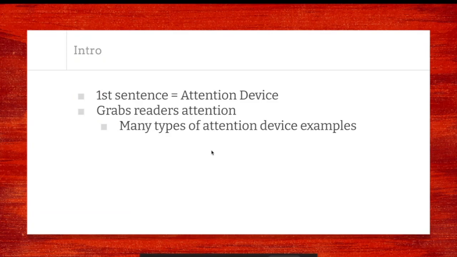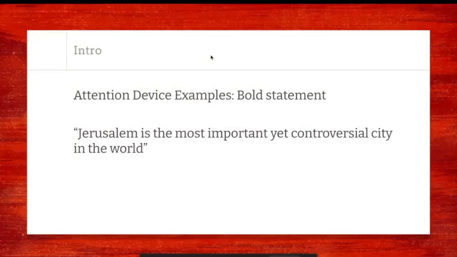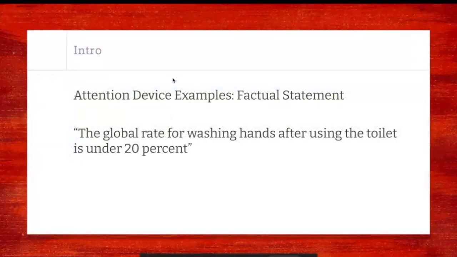attention. And there are many different types of attention device examples. One of the first examples you could do would be a bold statement, okay? Here's my example of a bold statement. Jerusalem is the most important yet controversial city in the world. Okay, that's a really bold, right to the point statement. Another example of a device would include a factual statement. The global rate for washing hands after using the toilet is under 20%. Okay, so that's a statistic that really grabs the reader's attention and is very concerning.